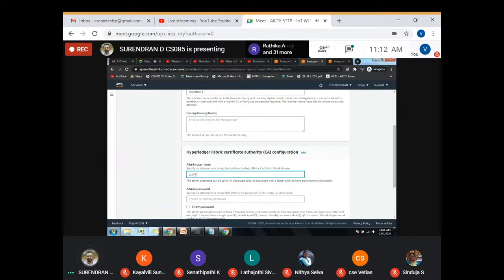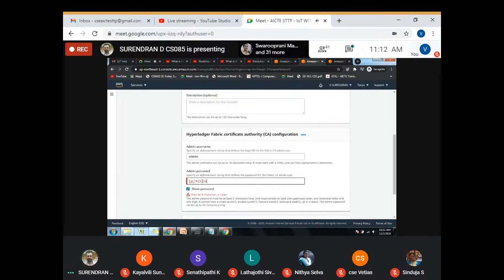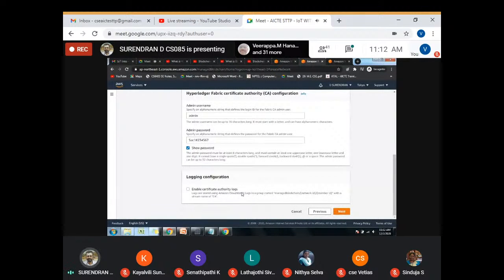I'll give it as admin as usual. It needs 8 characters. Then logging information. Logs are stored. If you want to log the certificate authority log, you can enable it and then go to next.